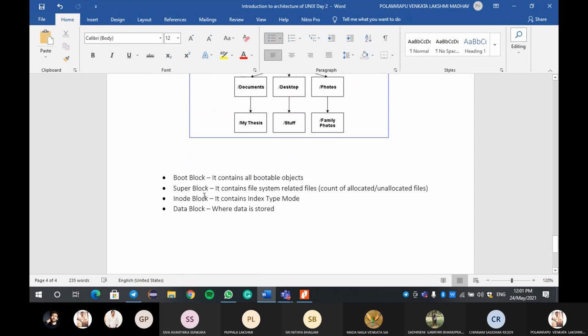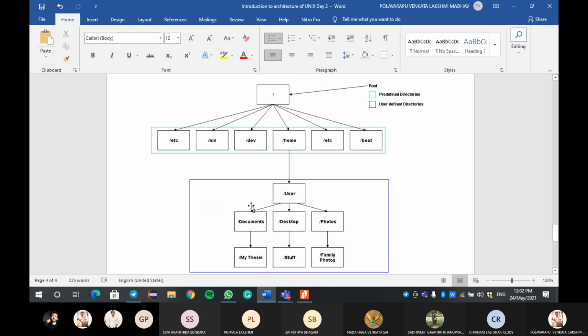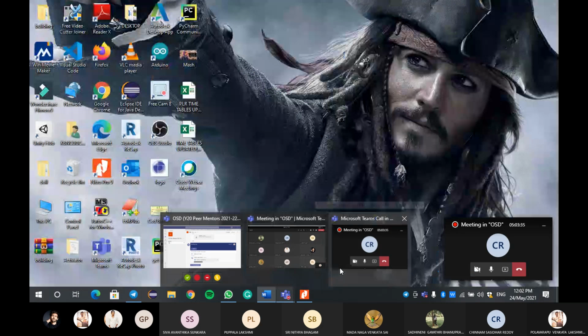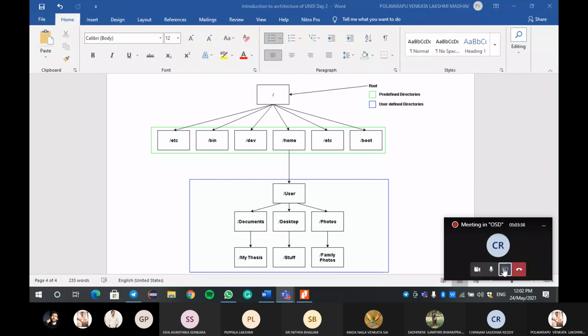Basically there are the boot block, super block, inode block, and data block. The boot block consists of all bootable objects. The super block consists of file system related files. The inode block contains the index type mode. The data block consists of where the data is stored. So we can use these directories to complete our work in a proper way by passing the commands in the command prompt. So this is briefly about the Unix operating system and these devices.